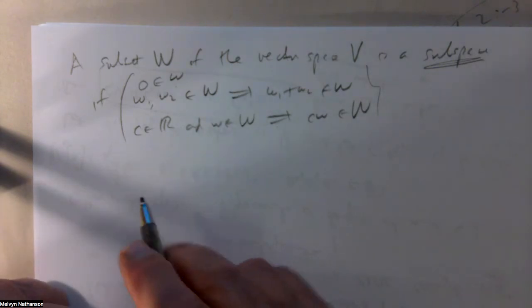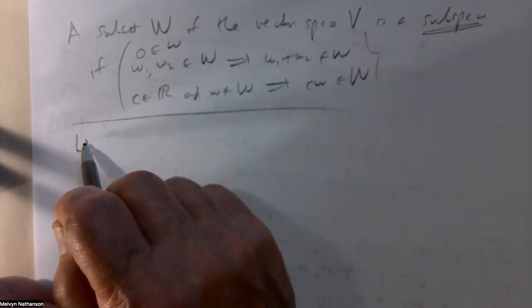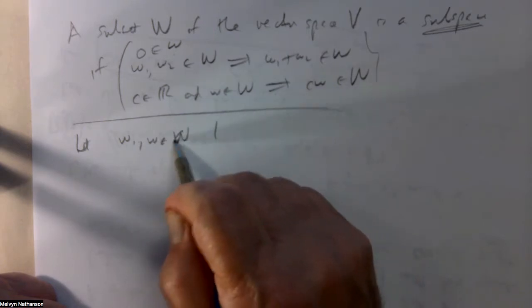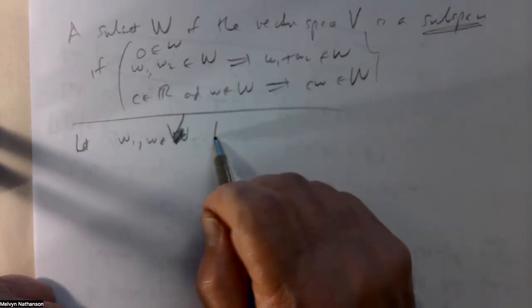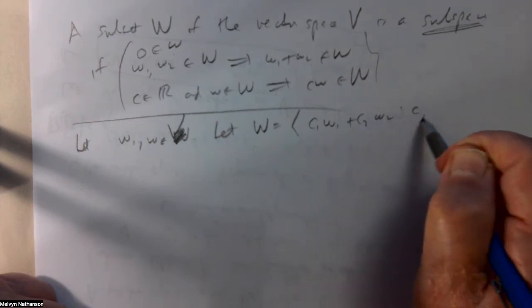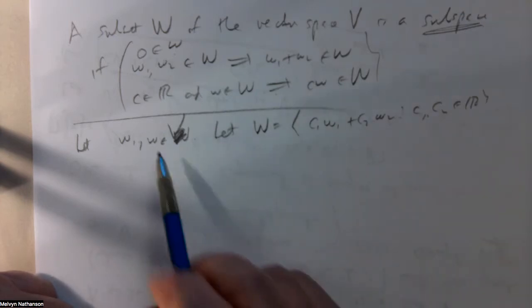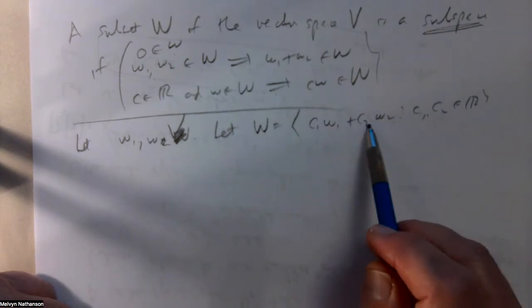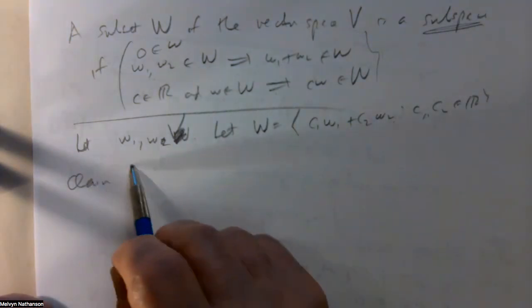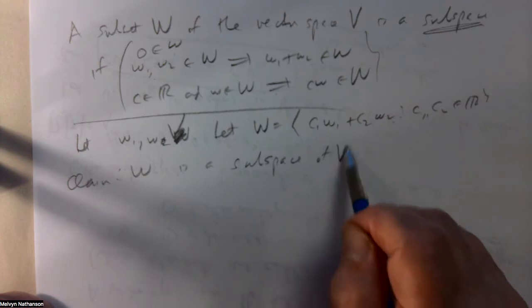Now there's a very simple way to construct subspaces. Let me just give you an example. Suppose we have specific vectors, say W1 and W2, in the vector space. Let W be the set of all linear combinations of them. So we have two specific vectors, W1 and W2, and we look at the set of all linear combinations of them. And I claim W is a subspace of V.